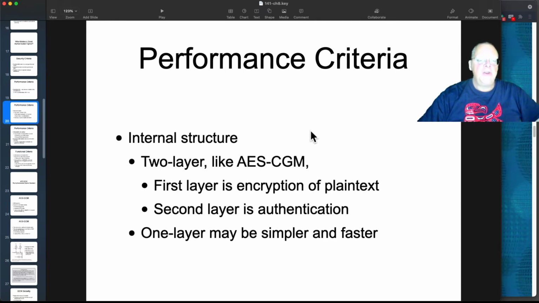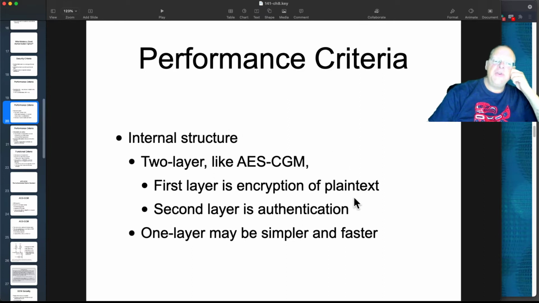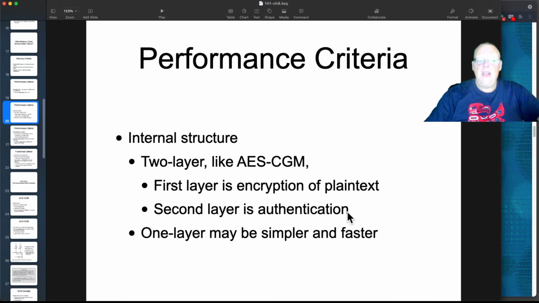All right, so your internal structure might be 2 layers or 1 layer. If it's 2 layers, then you'd have first encryption and then calculating the MAC, the authentication, like we said. That's 2 layers, and that might require twice as many transistors in a hardware implementation. If you could combine them into just 1 layer of operations, that might be simpler and faster.